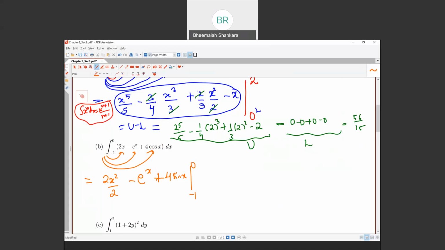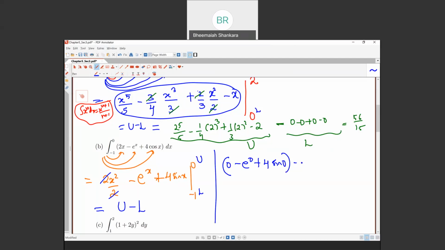So you understand that 0 is your upper limit and negative 1 is your lower limit, and you also understand that it's always the upper minus the lower limit. So let's evaluate the function. Plug in 0. The first value of the function will be 0. You cancel these two. 0 squared is 0. And then negative e to the 0. And then you have 4 sine 0. So wherever you see this x variable, you will plug in x is 0.